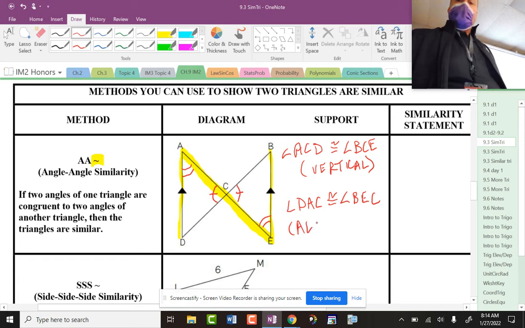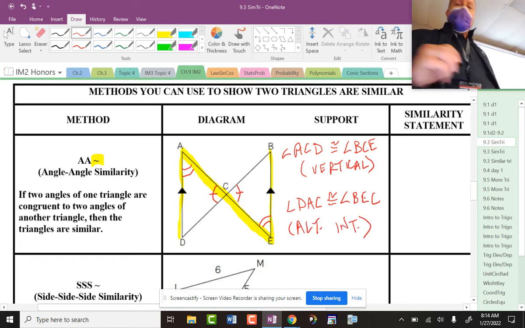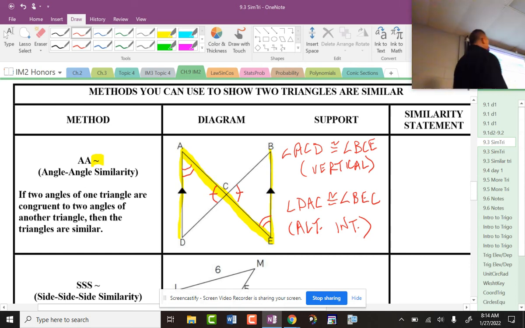So alt interior, we're going to be lazy. Sammy Samuels probably wishes she would be in this class right now because she can't stand proofs.